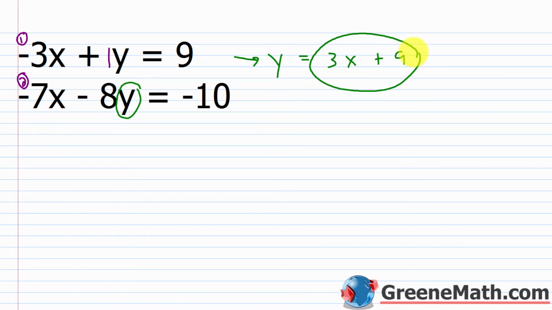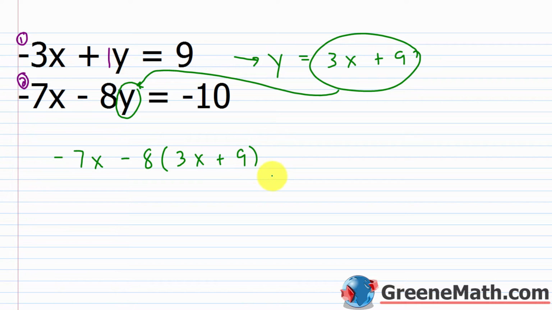So I'm going to plug this, again, what y is equal to, in for this. So I would have negative 7x minus 8 times, again, it's this whole quantity that y is equal to. So 8 is multiplied by that quantity, so I'm going to use parentheses. 8 times the quantity 3x plus 9, and this equals negative 10. So let's go ahead and solve this equation for x. You'll have negative 7x, and then you'll have negative 8 times 3x, that's negative 24x. Negative 8 times 9 is minus 72. And this equals negative 10.